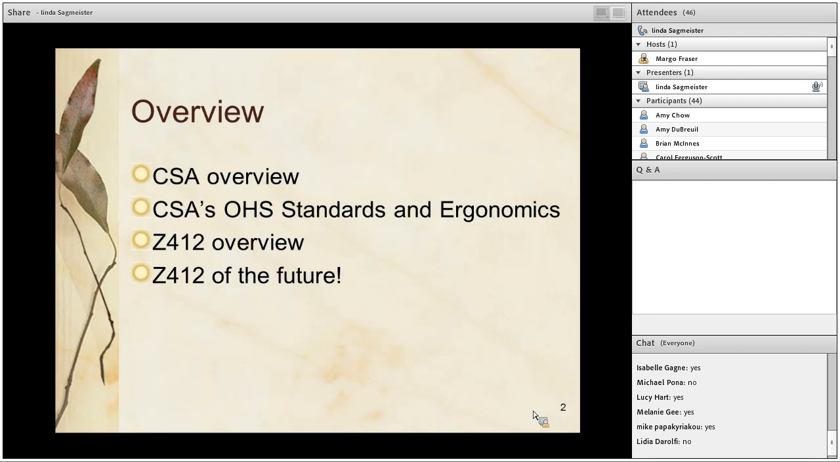In order to do that, I want to give you some idea of the CSA itself, and then a little idea of how ergonomics and OHS standards fit in with what the CSA is doing and what it offers. I'm not an employee of the CSA, if anyone's wondering. It's just that I do a lot of work with them, which makes me a member, and I'll go over what that means as well. Then I'll talk about the actual standard, Z412, give you an overview of what's in it and roughly how it's meant to be used and what you can gain from it. And then tell you a little bit about what we're doing now with 412 so that you can see what we see on the committee as far as what we think the future looks like for 412.